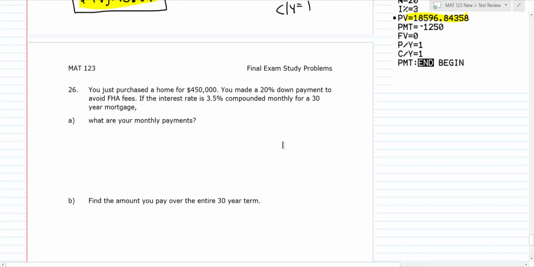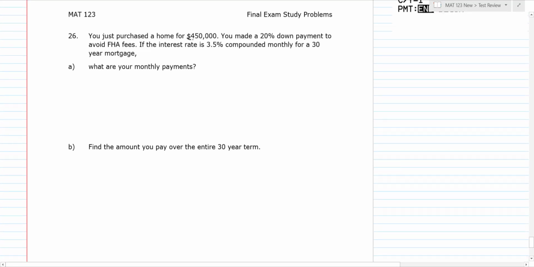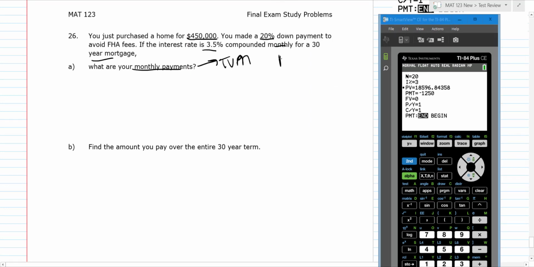Okay, last page. Finish this up. More TVM, I think. Okay, so this says you purchased a home, $450,000. You made a 20% down payment, interest rate, compound monthly, like this. So if you're talking about payments, you're talking about a TVM solver. Again, I'm going to load up the TVM solver, and we'll write down what we're doing. If you want to use the TVM on your test, you just write down what you have put in. Okay, like that. So let's get everything put in.